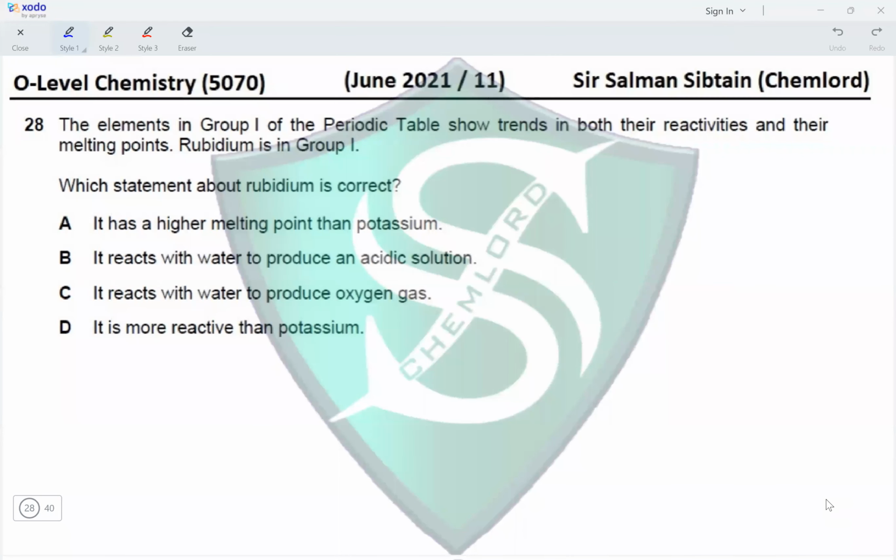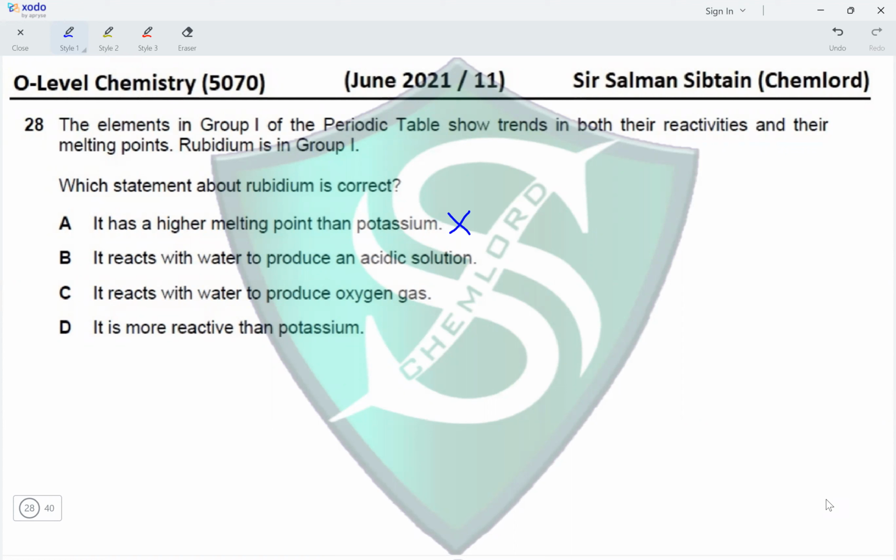Question 28. The elements in group 1 of the periodic table show trends in both their reactivities and their melting points. Rubidium is in group 1. Which statement about rubidium is correct? A. It has a higher melting point than potassium. Down the group, the melting point decreases. So it would have a lower melting point than potassium. So this statement is wrong.